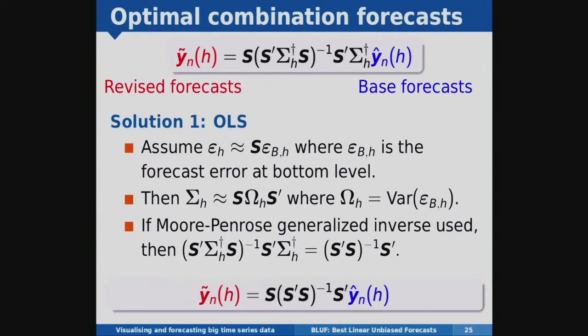Well, solution number one is we could forget about the fact that we have all these covariances and just replace this GLS-like formulation with something that's OLS. In fact, we can do something slightly better than that. If we assume that the bottom level forecast errors add up in the same way that the series should, and then we take a Moore-Penrose inverse, then it turns out that the GLS collapses to OLS, which is sort of magical and happens occasionally, that generalised least squares equals ordinary least squares under some conditions, and it turns out that this is one of those conditions.